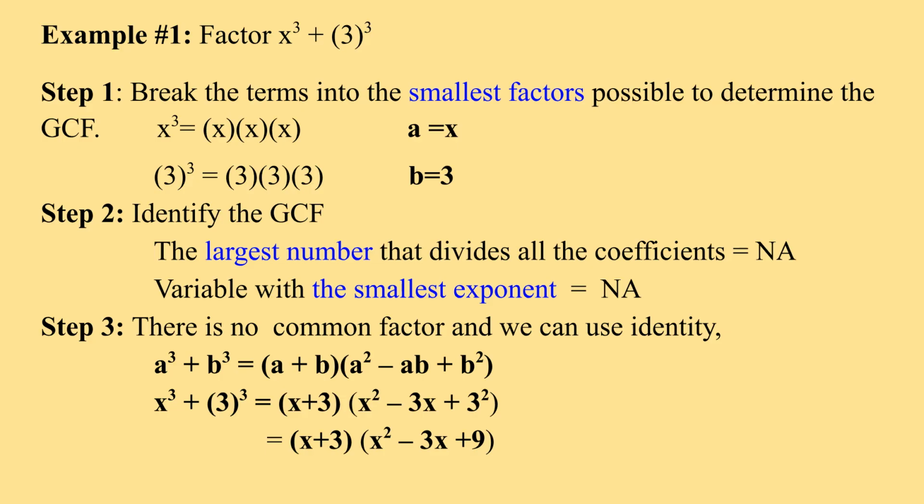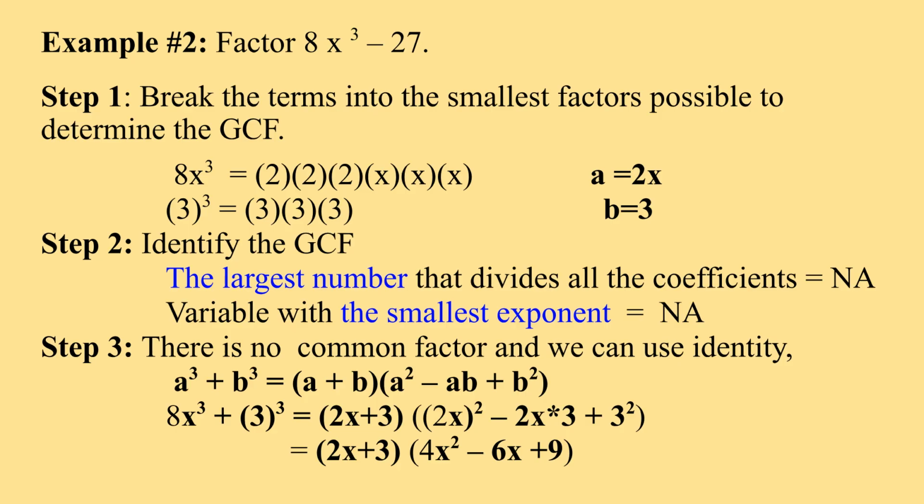There is no common factor, and we can use the identity. a cubed plus b cubed equals a plus b times a squared minus ab plus b squared. So x cubed plus 3 cubed equals x plus 3 times x squared minus 3x plus 3 squared, which equals x plus 3 times x squared minus 3x plus 9.